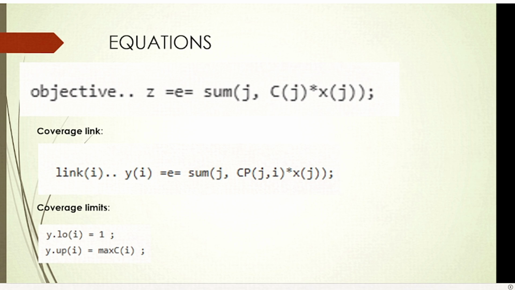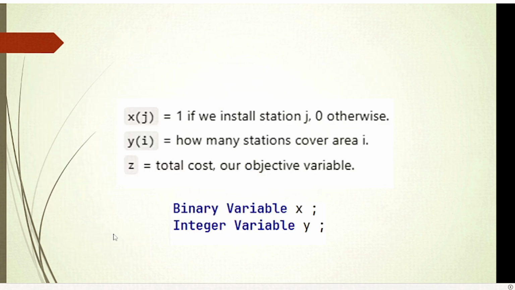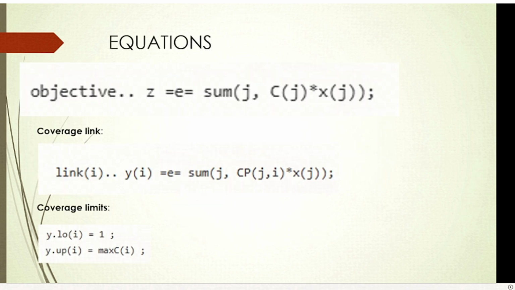The objective function minimizes the total cost, so each type of station has a cost, and if it's activated, then we activate also the cost. Coverage link: for each area E, the coverage Y E equals the sum of all stations that cover it. So we calculate Y E with the sum of every station that is built.